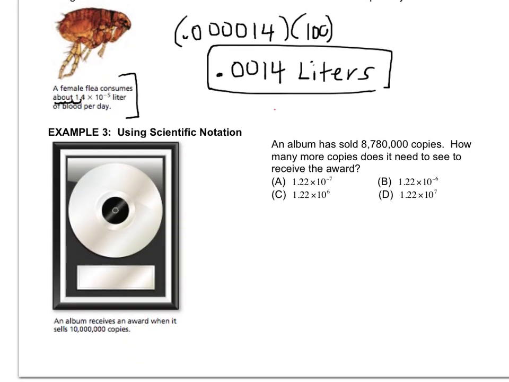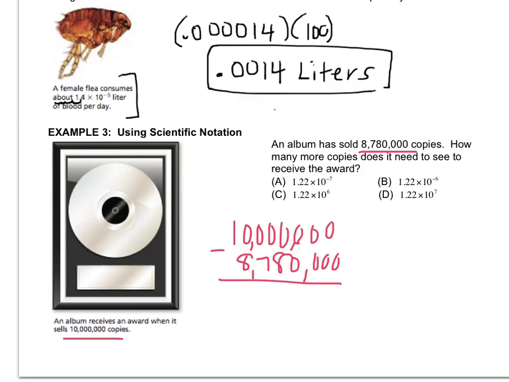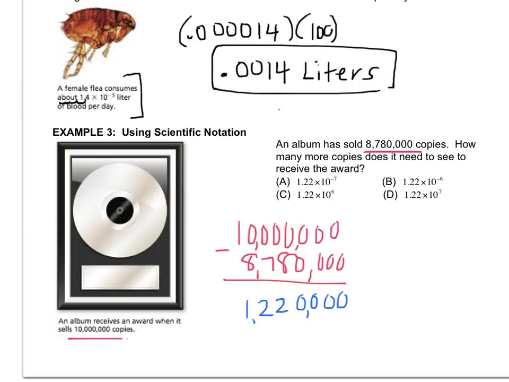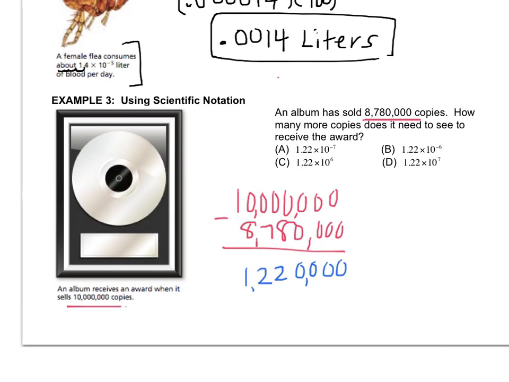An album receives an award when it sells 10 million copies. An album sold 8,780,000 copies. How many more copies does it need? So I can easily subtract that. That's 10 million minus 8,780,000. And I get 1,220,000. But none of those are choices because they want me to write it in scientific notation. So in scientific notation, I put the decimal right here at 1.22. And from scientific notation form, I have to move it 1, 2, 3, 4, 5, 6 spaces to the right. And so that is why it's letter C.